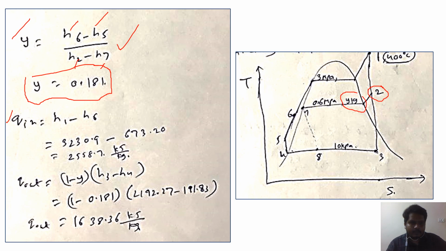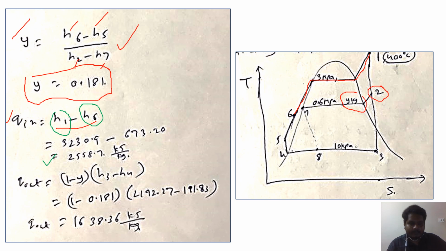Heat addition is here. If you look at the TS diagram, the heat addition process is 6 to 1 in the boiler. So we can write it as H1 minus H6. Here also we know the values of H1 and H6. Once you substitute, we can get the heat addition in the boiler.